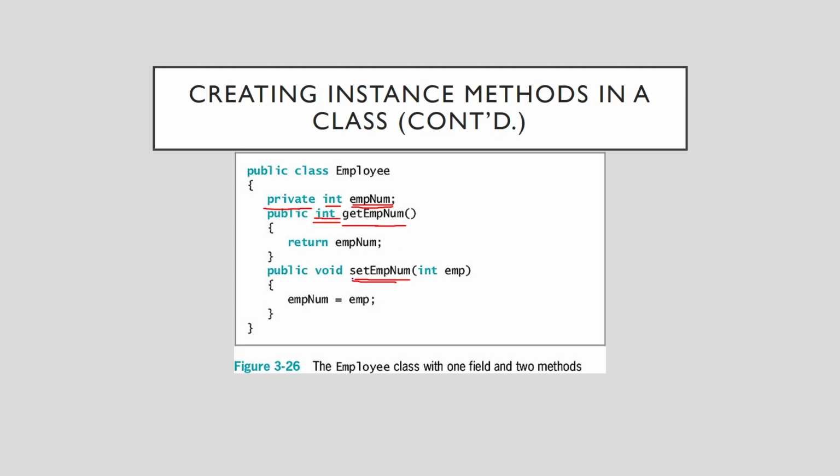This mutator method is just setting the value for the field empNum, so it must use the type void. And within this method is just setting up the value. So this must contain a parameter that will be used to set the value for the empNum. Alright?